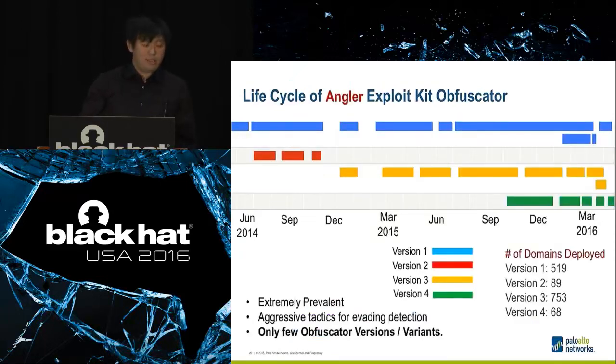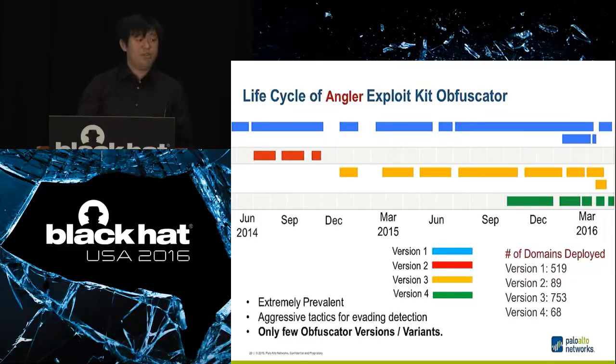However, things are quite different for the Angler exploit kit. We can see the Angler exploit kit is extremely prevalent. Version 1 lasts for 2 years, and the Angler exploit kit is very complicated, and it applies aggressive tactics for evading detections. Because each version is complicated, they don't need to change a lot for each version. So there are only a few obfuscator versions and variants for the Angler exploit kit.